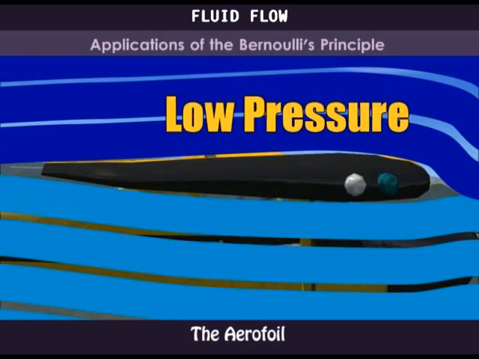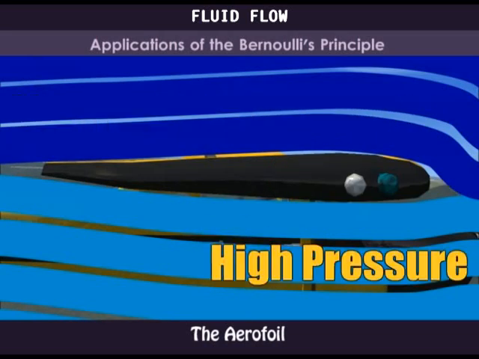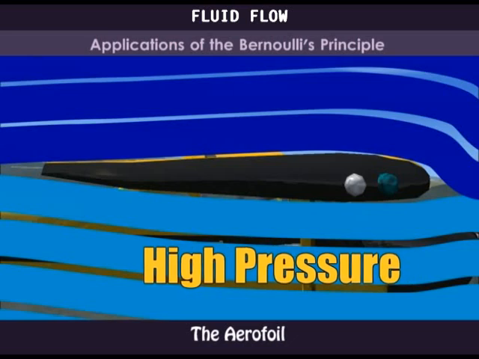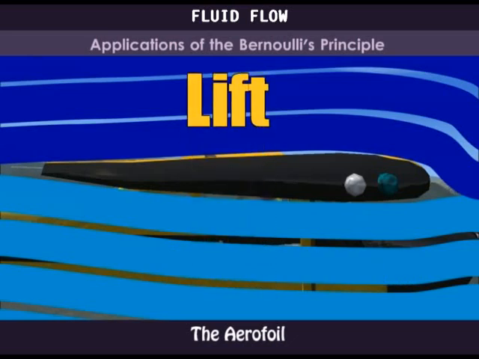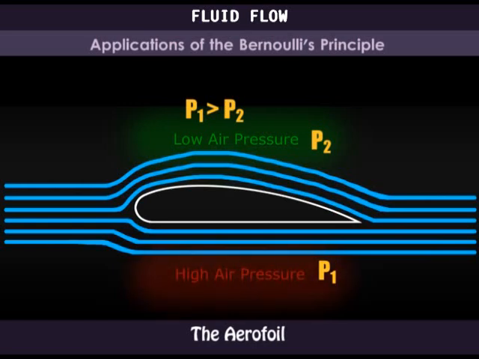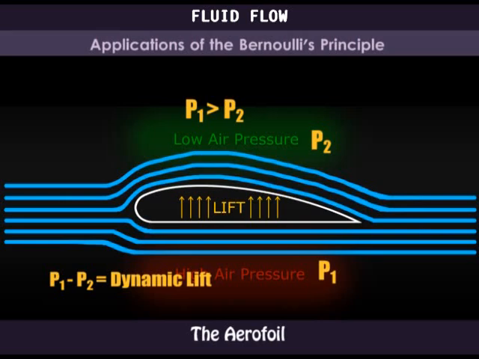The pressure at the top is therefore lower than that at the bottom, therefore creating a lift force. The pressure P1 is therefore greater than P2. The pressure difference P1 minus P2 gives rise to the lift of the aerofoil called the dynamic lift. The force of the lift is given by F is equal to P1 minus P2 times A, where A is the area of the aerofoil.